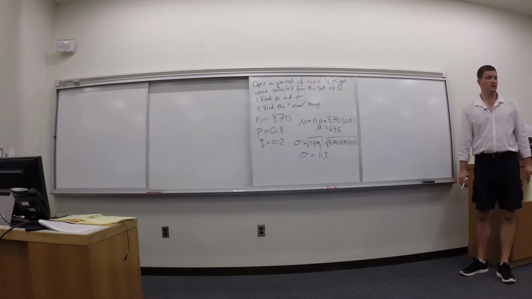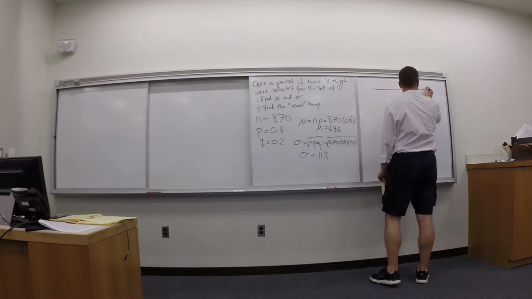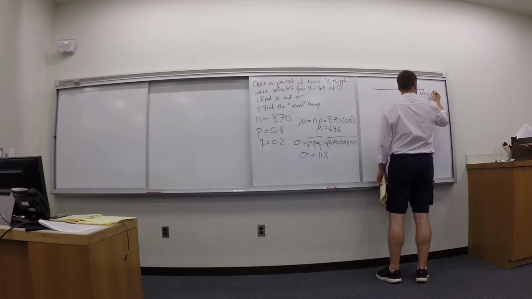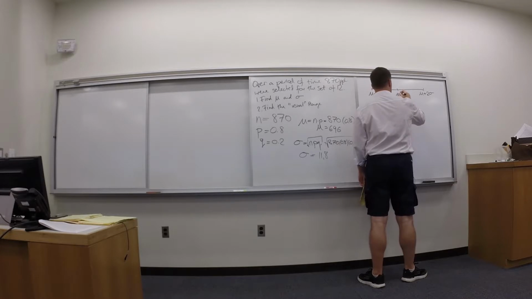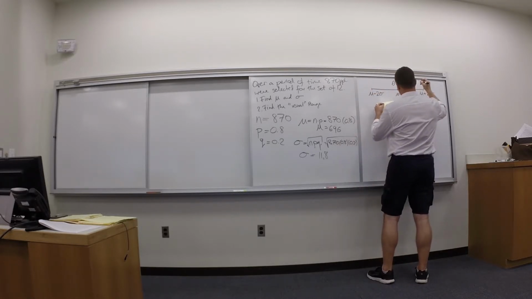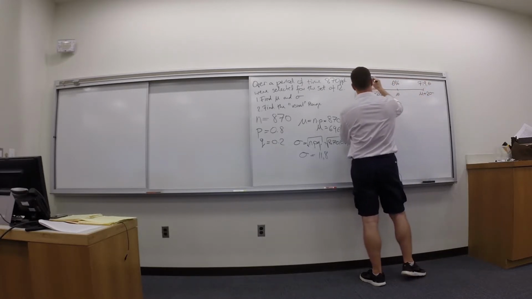So what would be our usual range? Well, our usual range would still be 2 standard deviations, so mu plus 2 standard deviations, and mu minus 2 standard deviations with mu in the middle. This is 696. In our case, this will be 719.6 and 672.4.